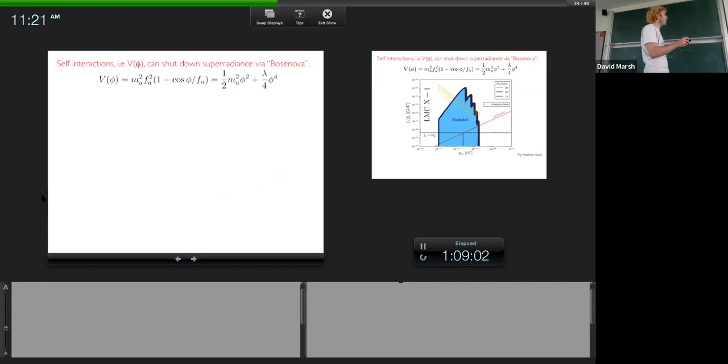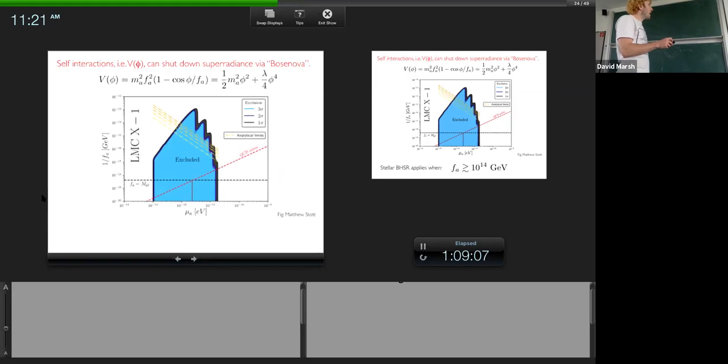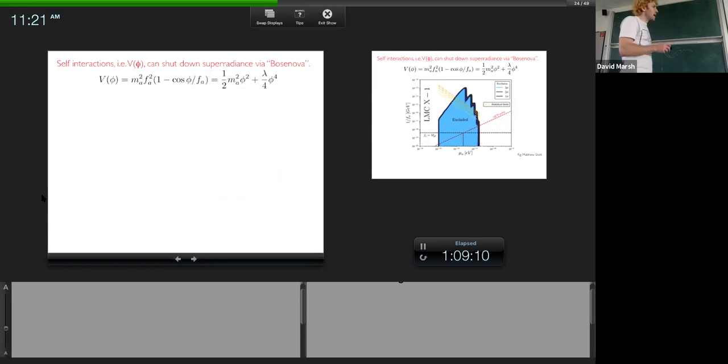So you can then compute lambda in terms of the axion mass and the decay constant and ask when the 2 to 2 interactions can shut down the superradiance. If the rate of production of axions from these 2 to 2 interactions, which are attractive, is larger than the superradiance rate, they can cause the cloud to collapse. And this is known as the bosenova process. So you can work out these rates and just work out when they cut off.